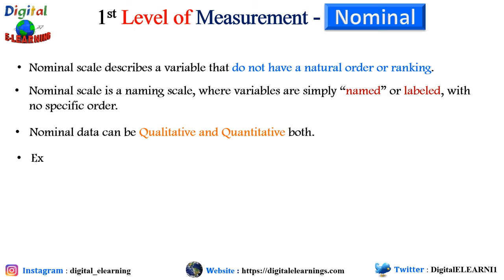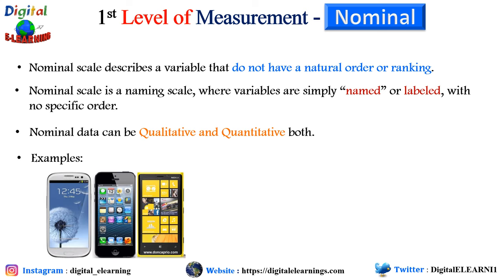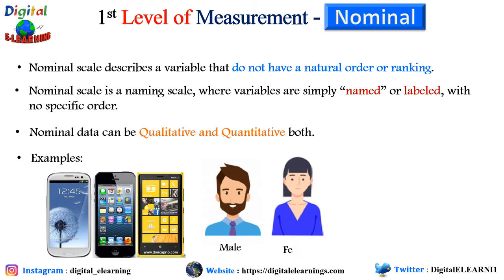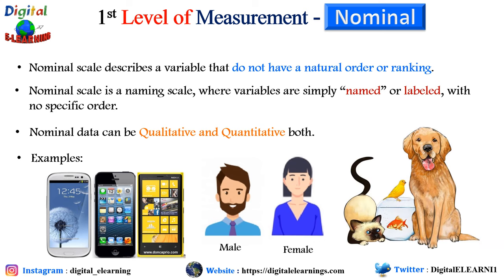For instance, in a customer survey, it was asked, which brand of smartphone do you prefer? An Apple phone, a Samsung, or a Nokia? In this case, only the names of the brands are significant for researchers, not any order of preference. Another example could be collecting gender, male or female. So we are specifying the category here, not the order. Or where do you live, in the suburbs, in a city or a town? Other examples could be the type of pet you own, dog, cat, fish, or the type of house. These are some of the nominal examples.